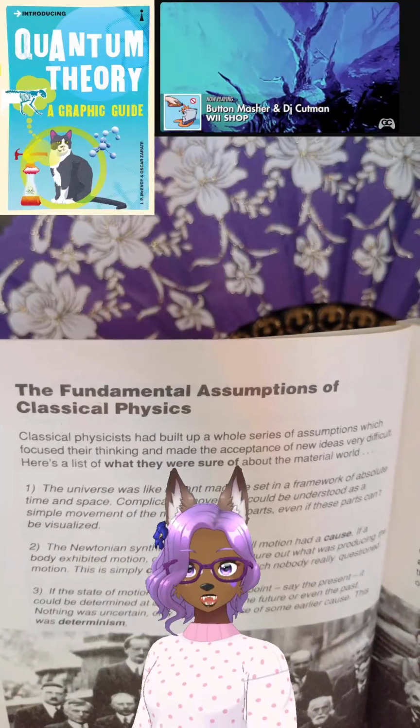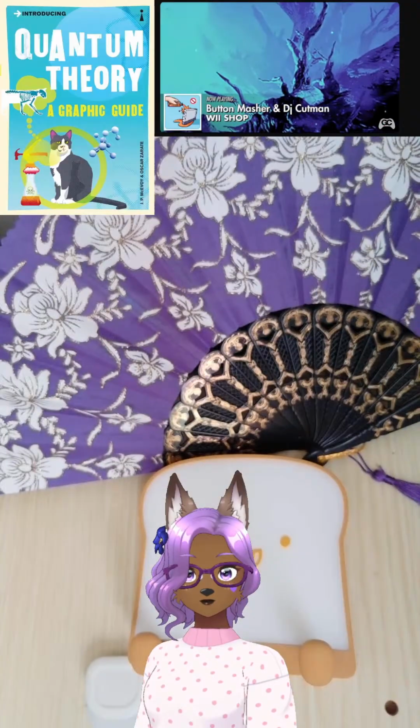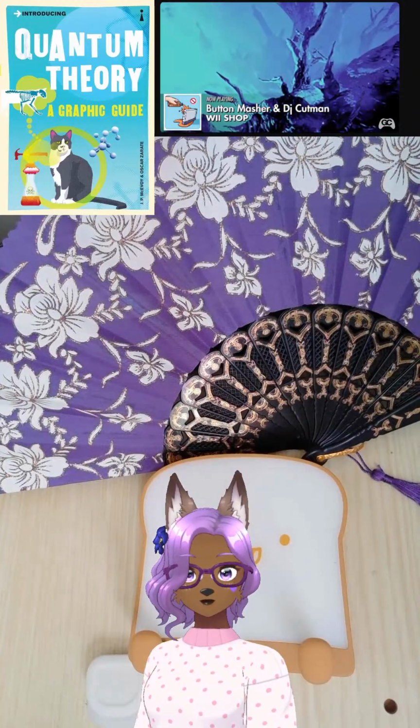Fundamental assumptions of classical physics. I'm just going to read this one. There's not too much art going on here. Classical physicists had built up a whole series of assumptions which focused their thinking and made the acceptance of new ideas very difficult. Here's a list of what they were sure of about the material world. Number 1, the universe was like a giant machine set in a framework of absolute time and space. Complicated movement could be understood as a simple movement of the machine's inner parts, even if these parts can't be visualized. The Newtonian, and then the second one.